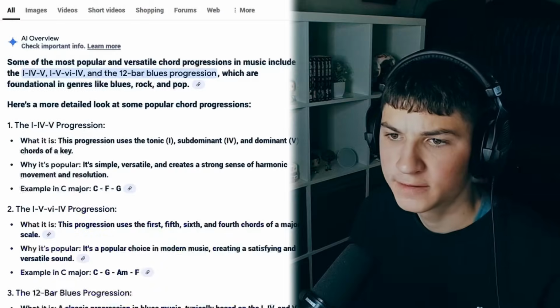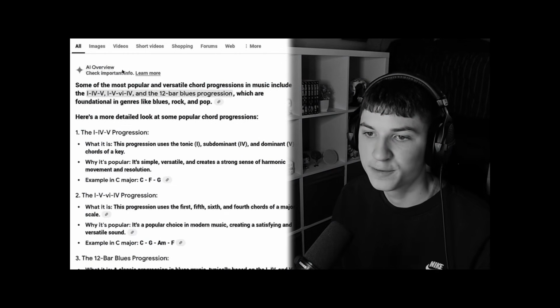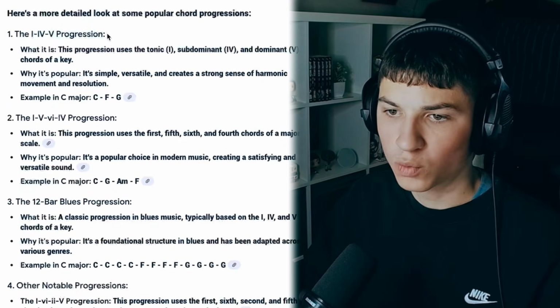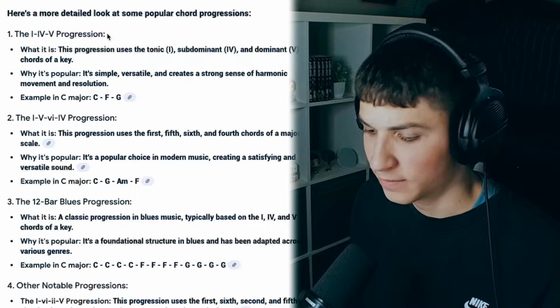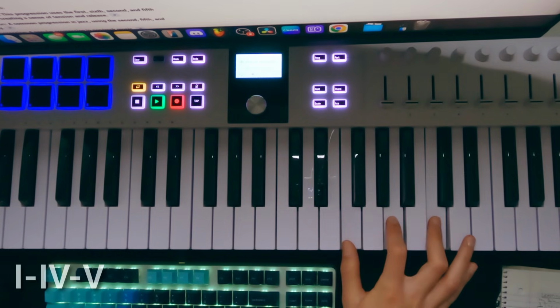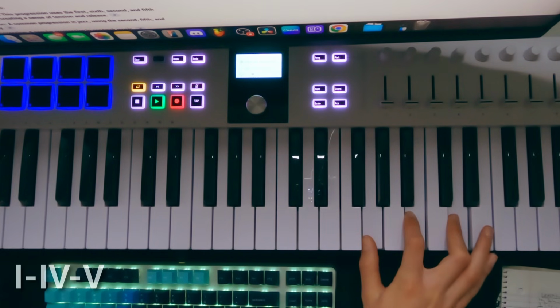All right, so I found this, you know, the AI overview from Google, but it had just a couple chord progressions I'm going to look at. First, we got the 1, 4, 5, and we're just going to do this all in C major because it's super simple. So 1, 4, 5. So that sounds interesting.